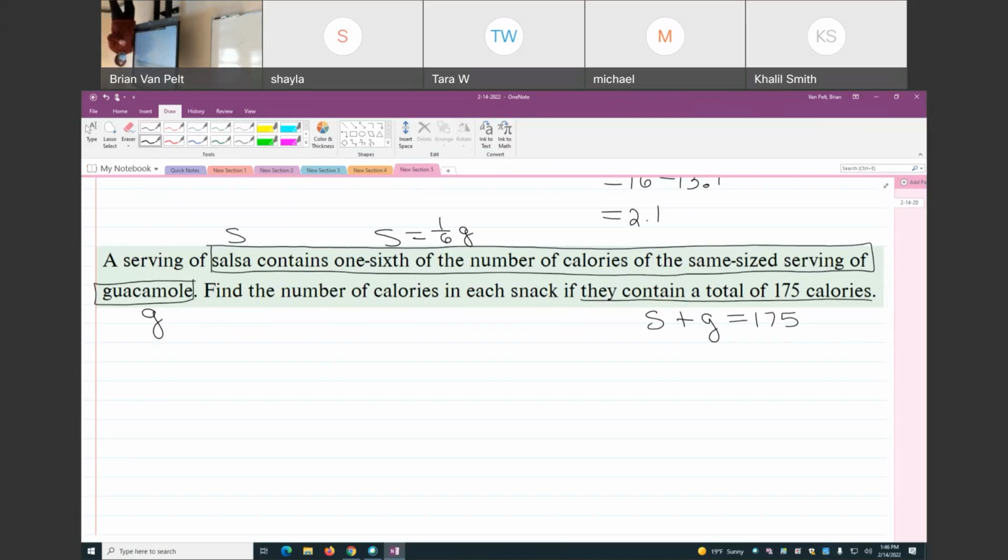Now, what am I going to do to solve this equation then, do you think? I'm going to take this guy right here, 1/6 G, and substitute it into that spot. So what's my new equation going to look like? All I'm doing is replacing the S. And there's a multitude of ways of doing this type of problem. So how would you like to go about solving it?